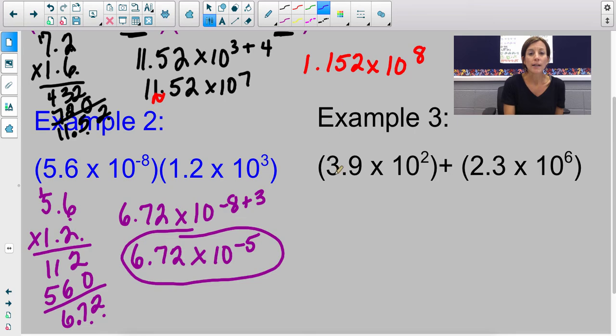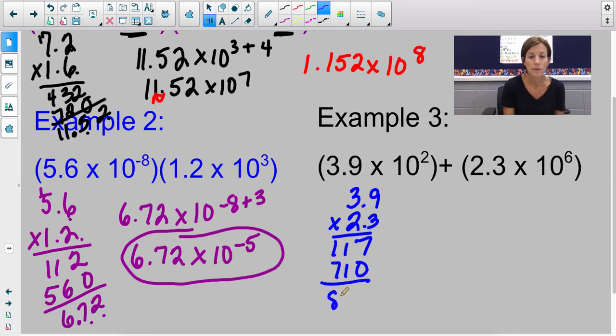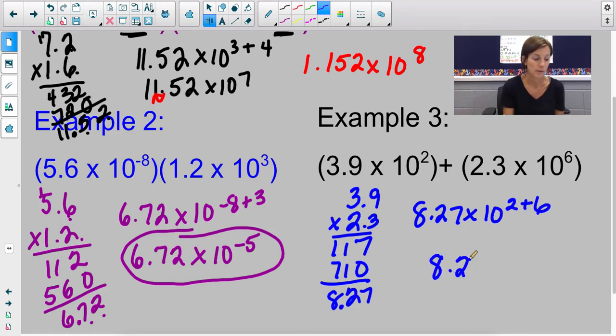All right, what do we got? Example 3. Pause it, do it on your own, see what you get. And I will try to quickly do it as well. Hey, this one wasn't that bad. Multiplied there, got 8.27, added my exponents, 2 plus 6. 8.27 times 10 to the 8th, that one worked out very nicely.